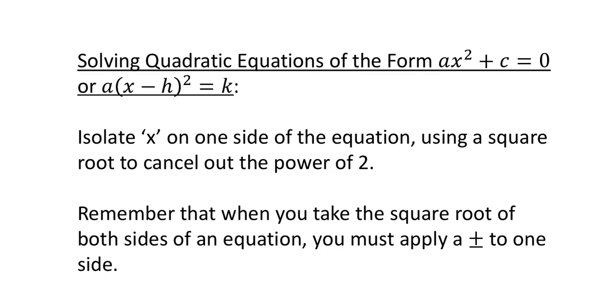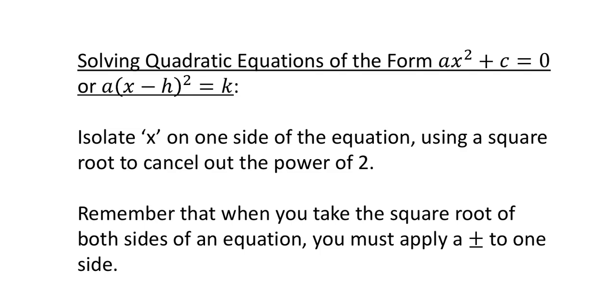We'll just get x squared by itself, or maybe not x squared, it depends which version of the equation we're dealing with, but get the squared thing by itself, and then take the square root of both sides, and that cancels out that power of 2, and then we should be able to solve for x after that. So that is the game plan: isolate x on one side of the equation using a square root to cancel out the power of 2. That's the general strategy that we're going to take with these types of quadratic equations.